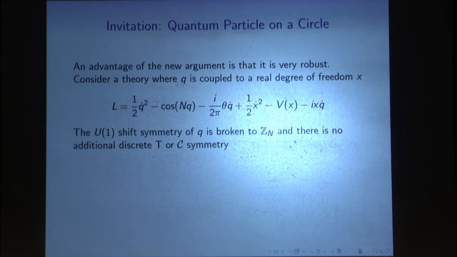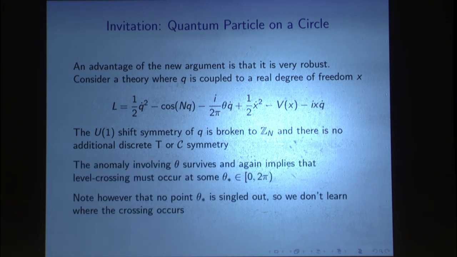So we can consider a new theory where, in addition to the variable q, let's also add a real degree of freedom x. And now I'll make the Lagrangian interacting with q and x. First of all, I'll add a cosine potential for q. So that breaks the U(1) symmetry to Z_n. I'll also add a generic potential for x and couple x to q through this term. So now the additional T and C symmetries are also gone.